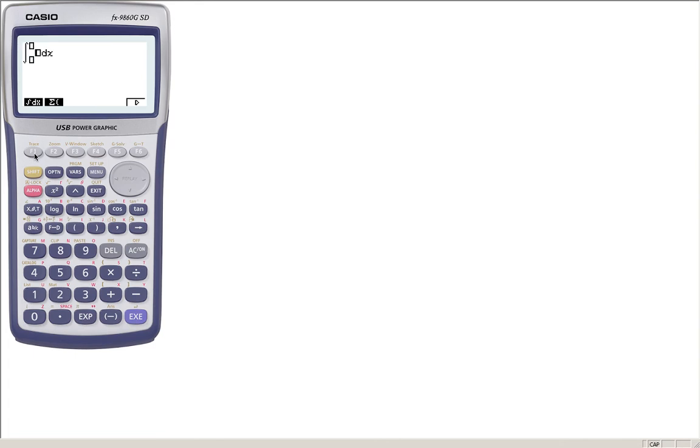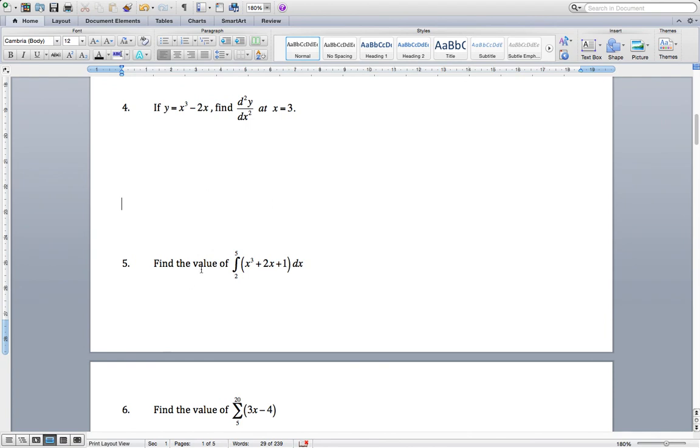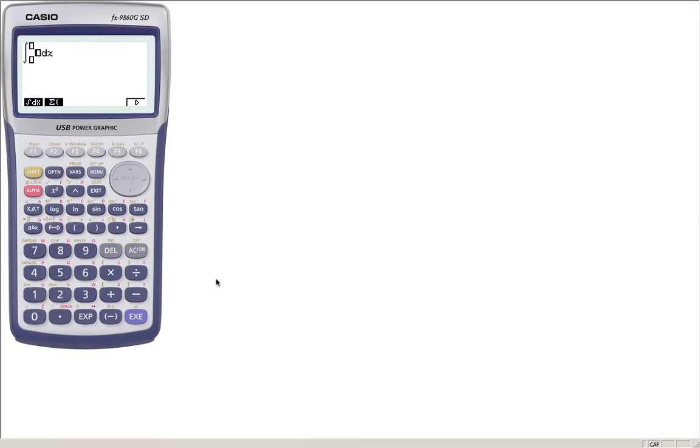Press F1. Now let us find the value of integral 2 to 5 x cube plus 2x plus 1 dx. Okay. So I'll type first bracket x cube plus 2x plus 1, and then close the bracket. When I press the replay key, it will go to the lower limit, which is 2, and then again replay key, upper limit, which is 5. So press enter. The answer is 176.25. Yeah. So let me delete this. So delete all, press F1.